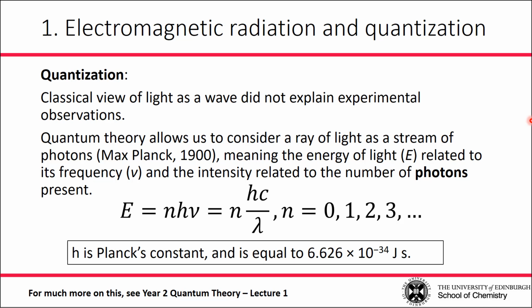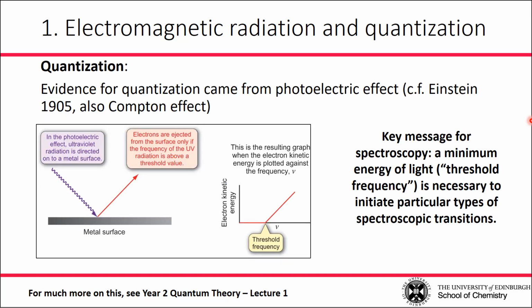The constant here, h, is Planck's constant. Note the value and units carefully. We add in the variable n into this equation here just to emphasize that energy is quantized. In other words, it increases in unit amounts depending on the value n. Evidence from this came from the photoelectric effect and later the Compton effect described in your quantum theory lectures.